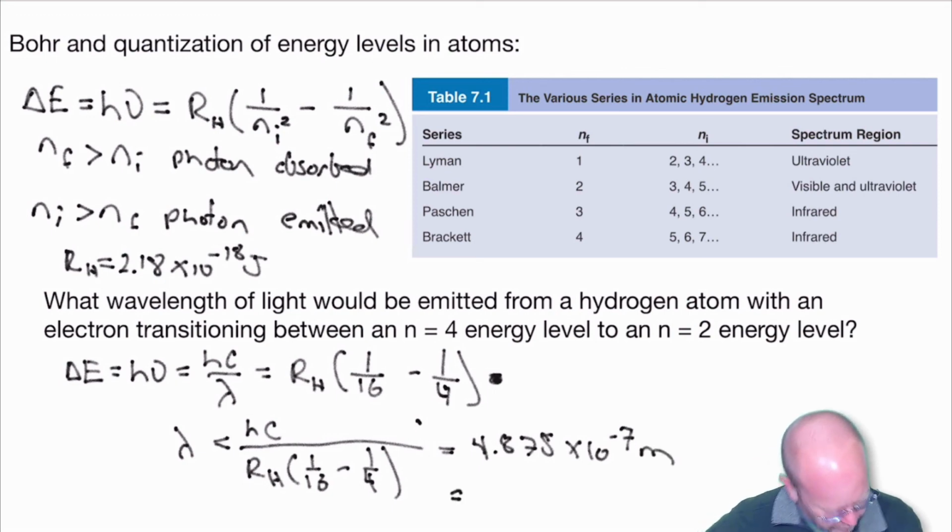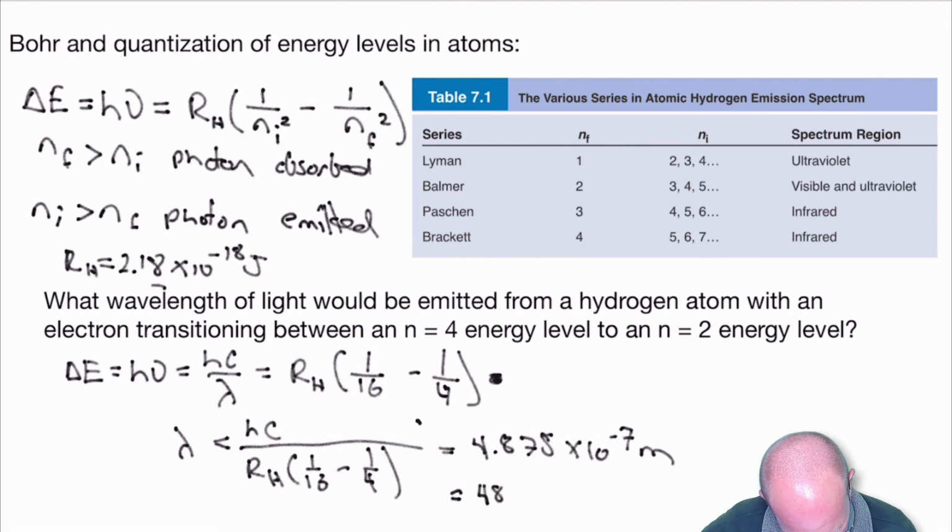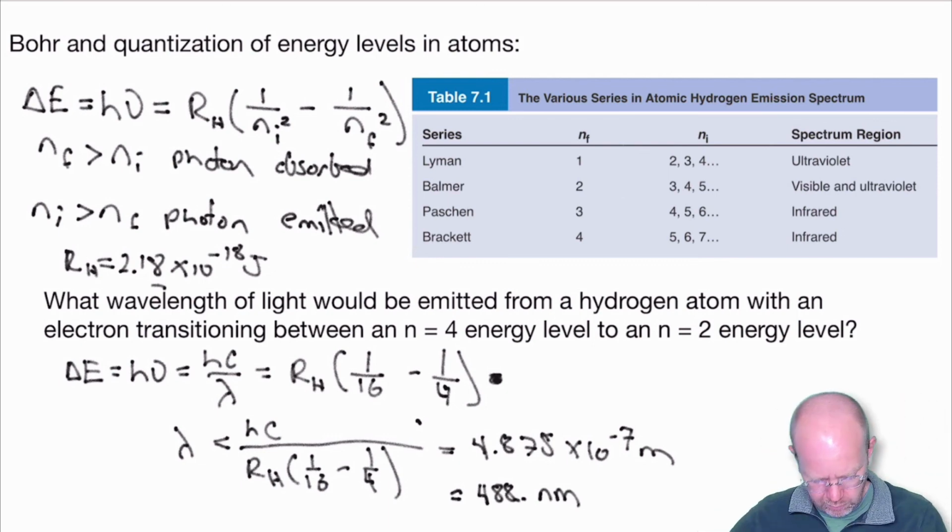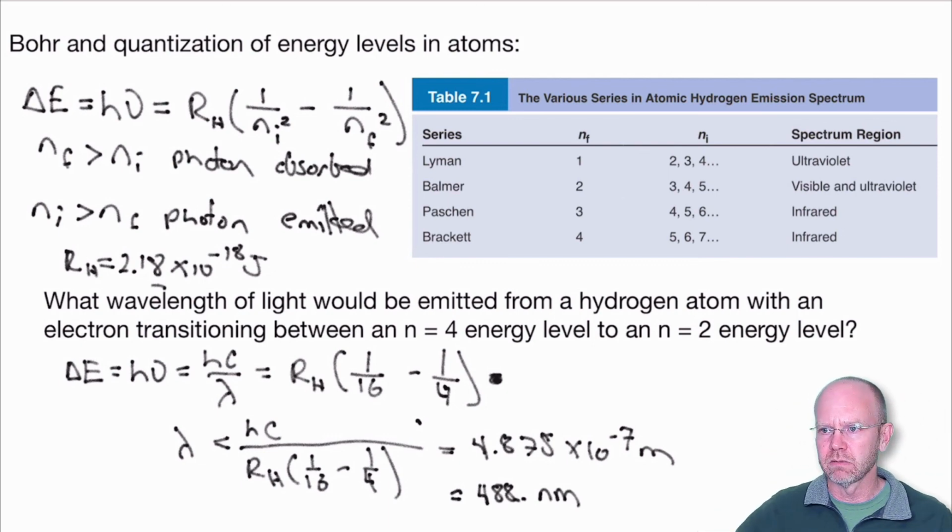And so we really only have 3 sig figs on all of these constants, so that's going to be 488, and put a dot there to make Alex happy, nanometers. So that's the wavelength of light. This is also a blue color of light. So that's the color of light that would be emitted from an n equals 4, principal quantum number of 4 to principal quantum number of 2 emission in a hydrogen-like atom.